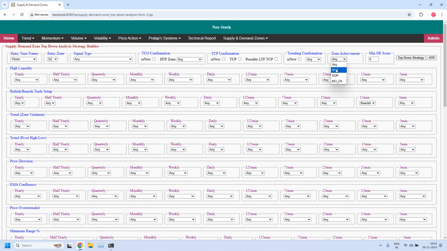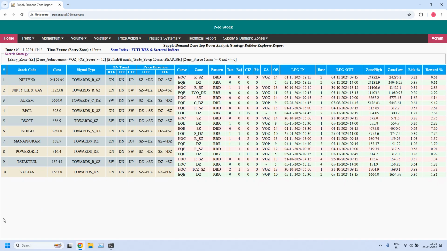Zone achievement violated opposing zone. Minimum odd enhanced score is 12. With this, all 3 filters are applied to the 15 minute supply zone. And now we got 10 stocks. These 10 supply zones are currently supporting bearish trade setup for daily income trade. All these are 15 minute supply zones. Out of these 10 15-minute supply zones, there could be high probability setup stocks available.